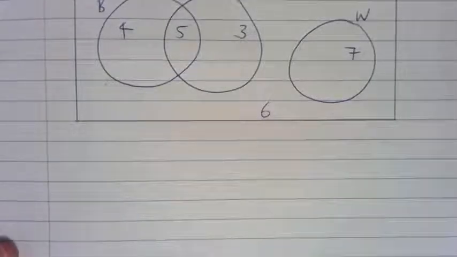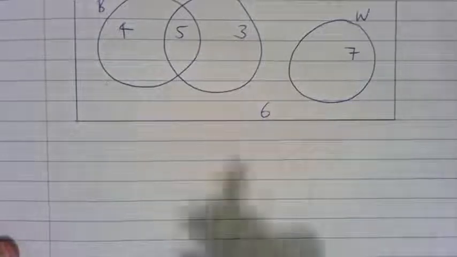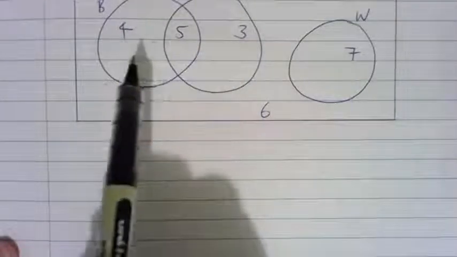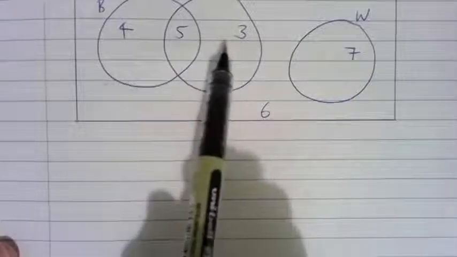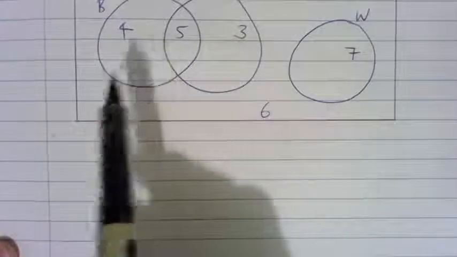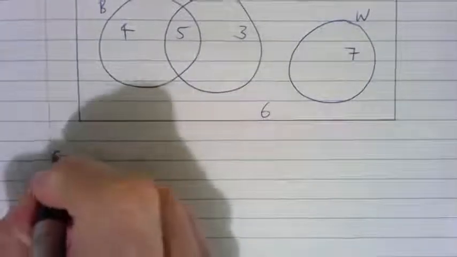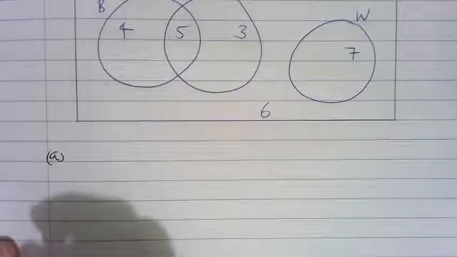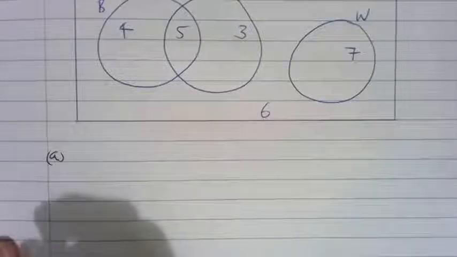Question 13. Here we have a Venn diagram of people biking or getting the train or walking to work. First question then, part A. Write down two events that are mutually exclusive and give a reason for your answer.